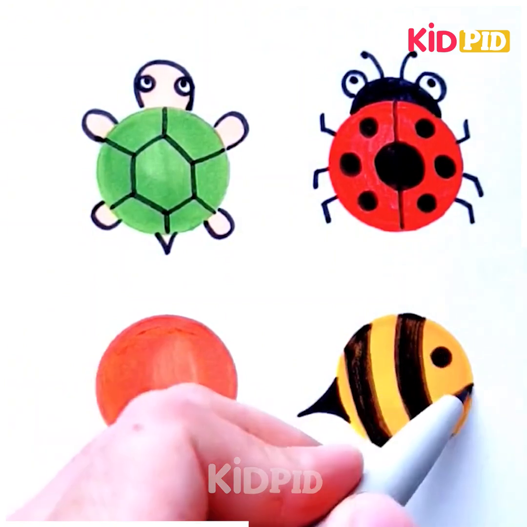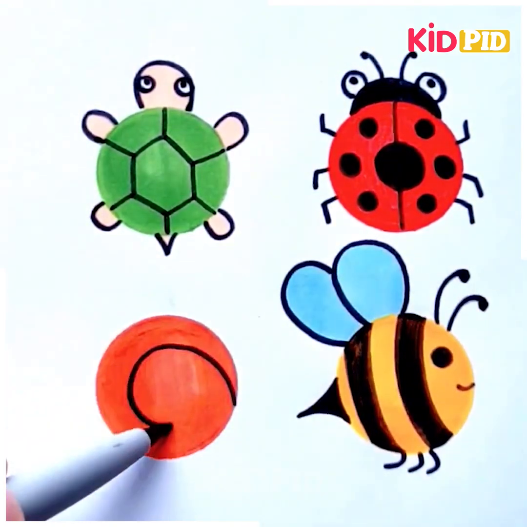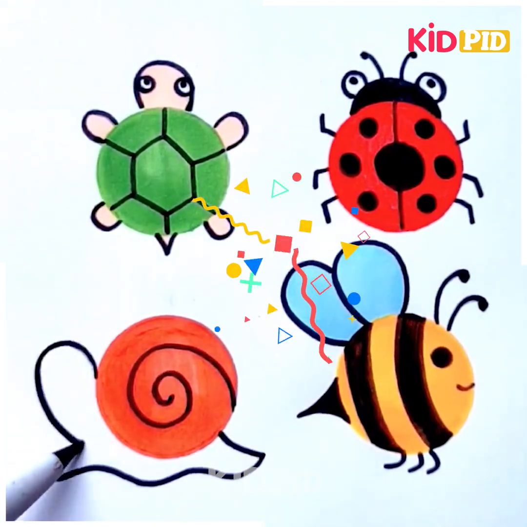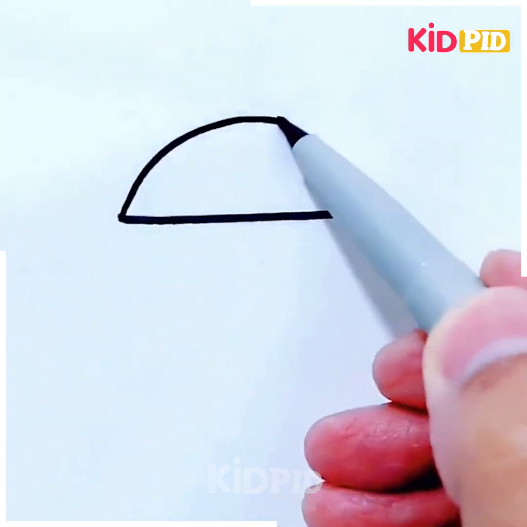Then for the orange one, we are making a honeybee that's fat. We are adding features like the antennae and the wings. And last but not least, for this reddish-orangish one, we are going to make it into a snail. Let's move further, and try to make this beetle.